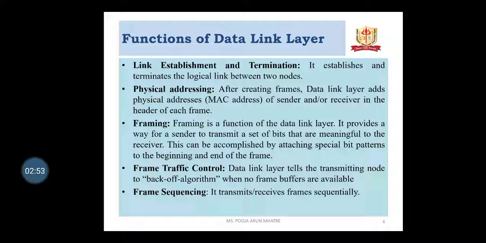Next one is frame traffic control. The data link layer tells the transmitting node to use the backup algorithm when no frame buffers are available. That means the data link layer checks whether there is traffic in the route of transmission or not. If no frames are being sent to the physical or the network layer, that means the route is clear. So the backup algorithm is used over there. Frame sequencing: it transmits and receives frames in a sequential manner because of the frame header.